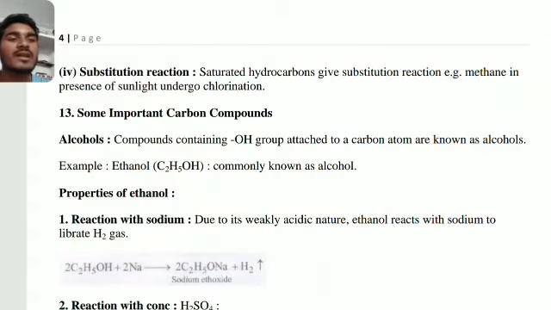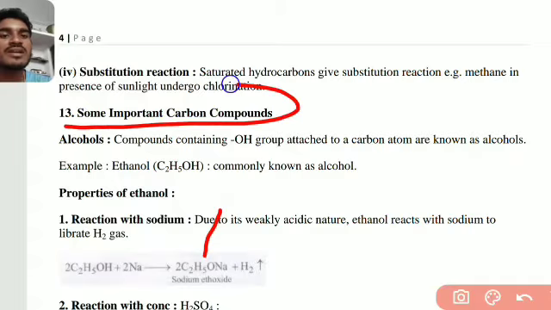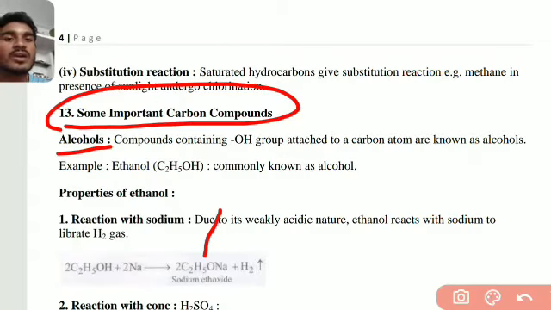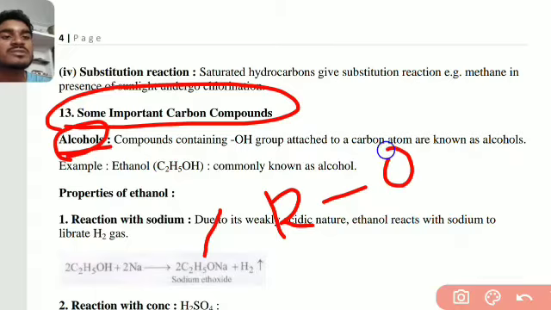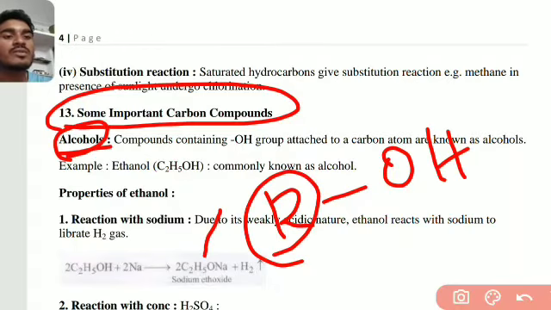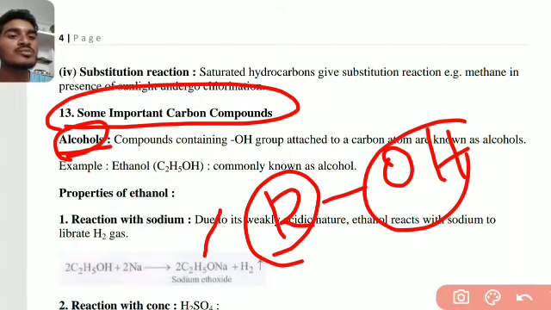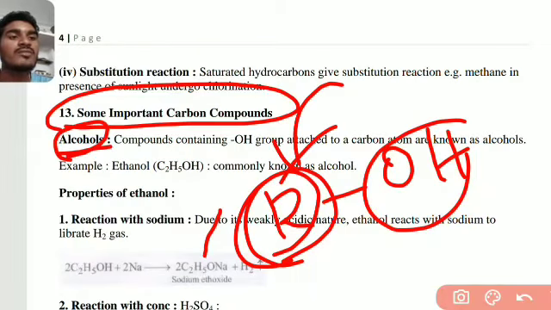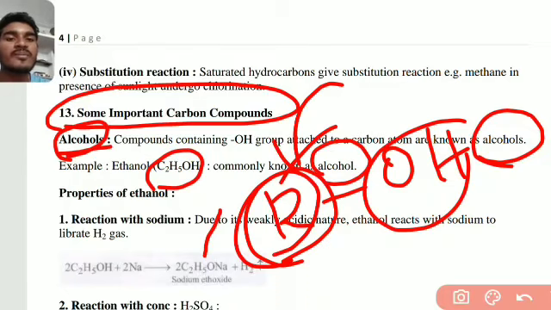And next, some important carbon compounds. These are the alcohols. What is meant by alcohols? A compound containing OH groups. This is the alkyl group with the OH group. The compound contains an OH group attached to a carbon atom, here oxygen with an R group, and we call it alcohol. Example ethanol, commonly known as alcohol. Okay, this is the alcohol.